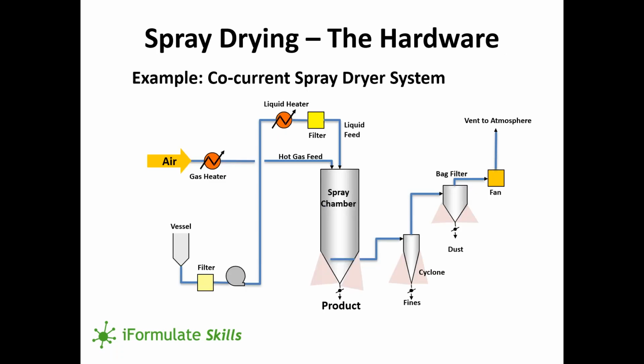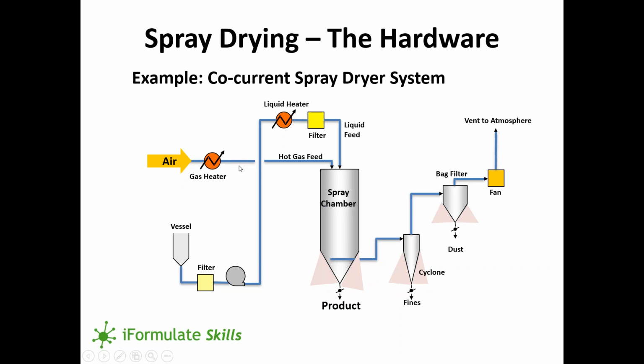Let's have a look at one configuration for spray drying. This is the co-current spray drying system. There are many variants, but this is a very common one. In the co-current system, liquid is atomized here. You can see the liquid feed passing through the atomizer here at the top of the vertical tower. These droplets fall by gravity through the tower.